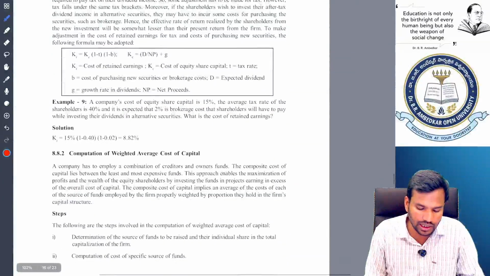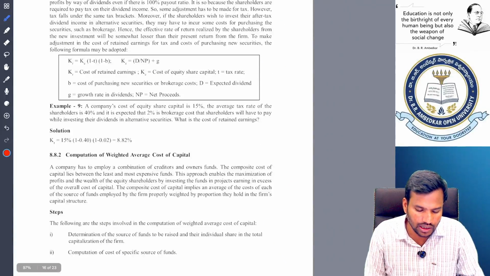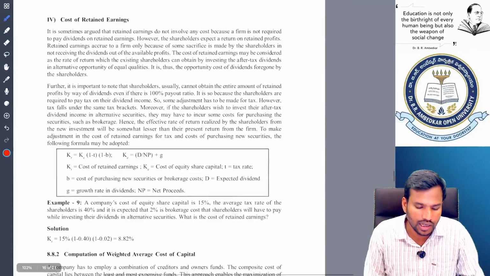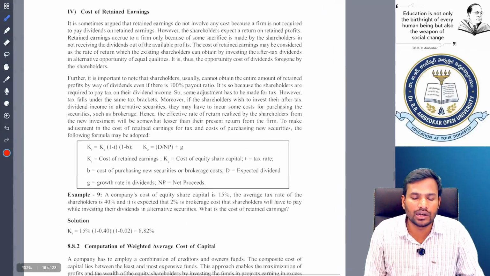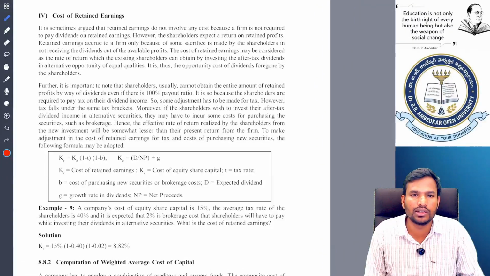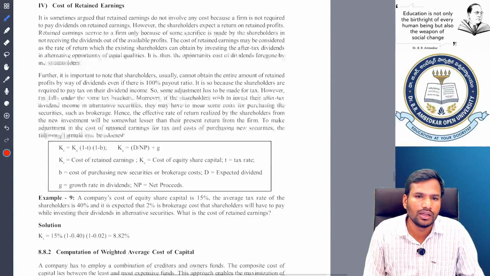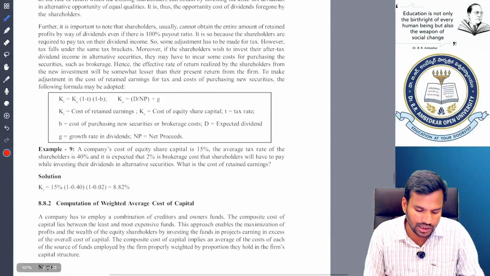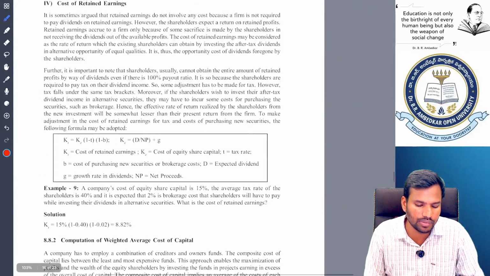Cost of retained earnings means, if the company out of its profits reinvests a certain amount in the business, after meeting all expenses and after payment to all shareholders or members, after payment of debenture interest, bank term loan interest and so on, sometimes the company reinvests a certain portion of the amount in the company. For that, how can we calculate the cost of retained earnings?